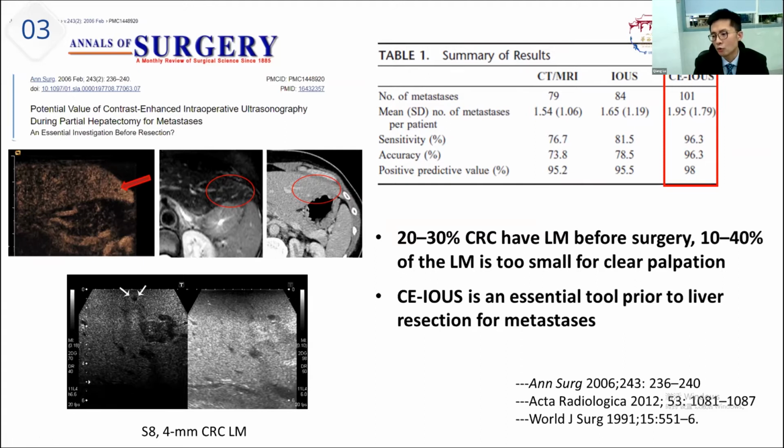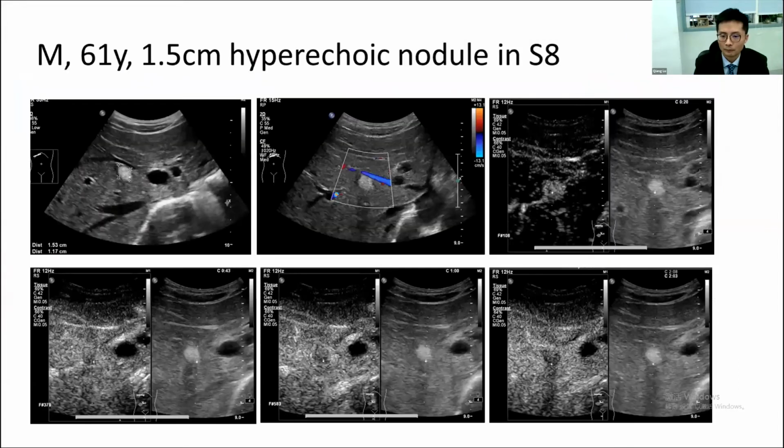So contrast-enhanced intraoperative ultrasound is an essential tool prior to liver resection for metastasis and has the potential to be routinely used in the liver resection of colorectal carcinoma patients. Contrast-enhanced ultrasound is also accurate in the differential diagnosis of liver metastasis.